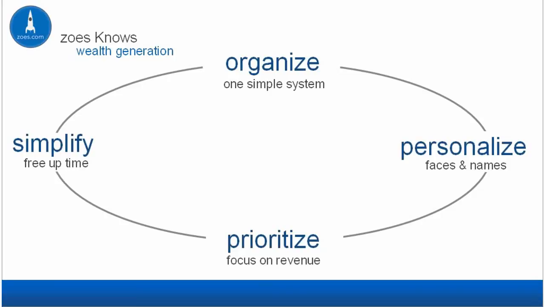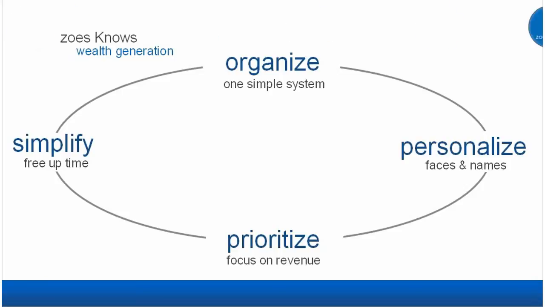Zoes can simplify your day and give you time to grow and cultivate your business. Zoes can organize your most crucial income generating activities all in one place. Zoes can personalize your business, bringing a list of names and addresses into living, breathing people. And then Zoes can prioritize your day, which will prompt you to do the income producing activities you need to perform for each client and tell you when to do it before you get into the day-to-day tasks.